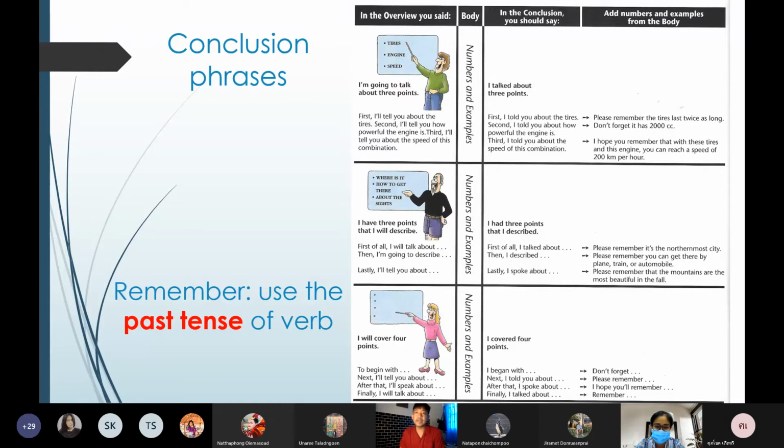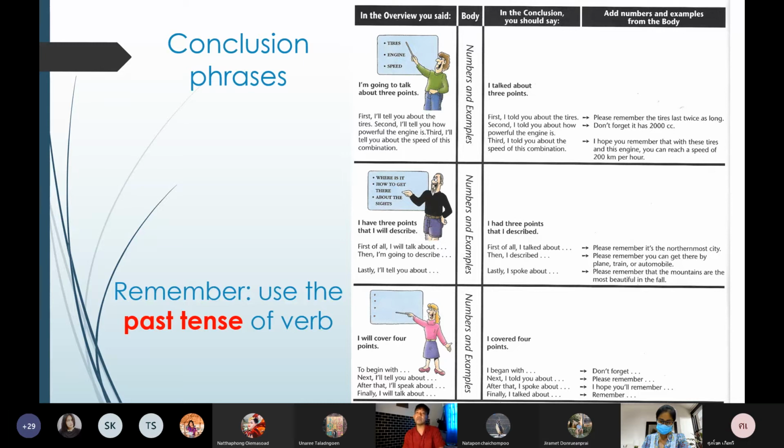Okay, go in the middle. In the conclusion, you should say, I talked about 3 points. Again, I talked about 3 points. Or you go to the middle, the second column. I had, can you see, I had 3 points that I described. Or you could go to the bottom row. I covered 4 points. The easiest one is number 1, the uppermost row. I talked about. Very, very simple.